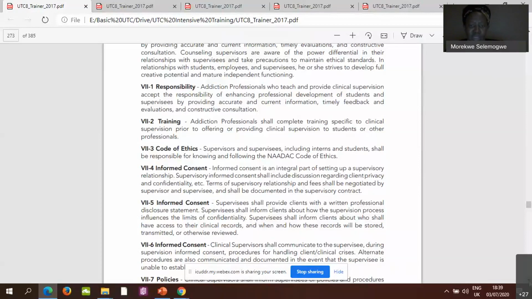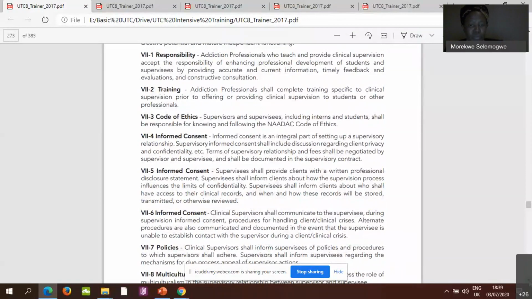Supervisors shall inform clients about who shall have access to their clinical records and when and how these records will be stored and transmitted and otherwise be reviewed. Continuing with the informed consent, clinical supervisors shall communicate to the supervisee during supervision informed consent procedures for handling client and clinical crisis. Alternate procedures are also communicated and documented in the event that the supervisee is unable to establish contact with the supervisor during a client and clinical crisis.